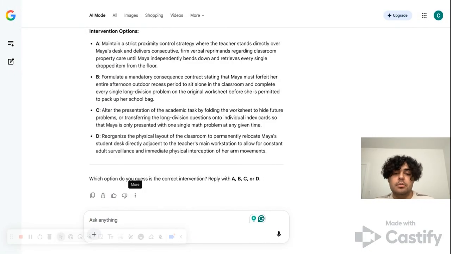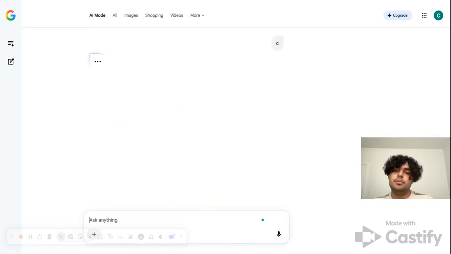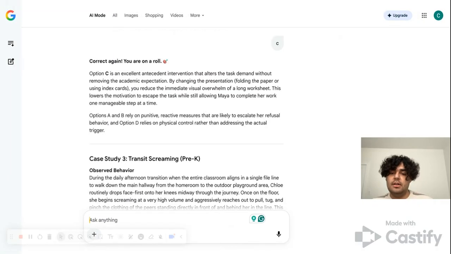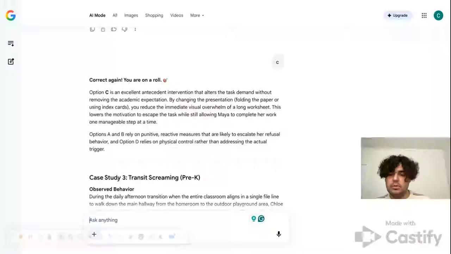Reorganizing the layout of the desk and moving it, again, you're decreasing social interaction. You are not teaching replacement behavior. You're not teaching a pro-social behavior. You are saying, you do this behavior, you're going to go here, and it's never going to do anything because the behavior can't be helped without proper intervention. This is not it. The best one I've seen is C. This is a great choice. So we're going to say C is the correct answer. And it is.